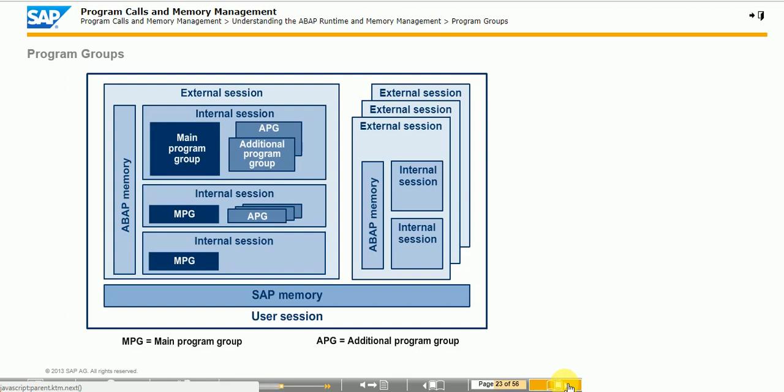Each program group contains one main program and other programs as well. The program data objects are only visible within its program group, which means programs in different program groups do not share any data objects. All programs and objects of an internal session can use instances of classes. An object continues to exist as long as there are users, that is, references for it.